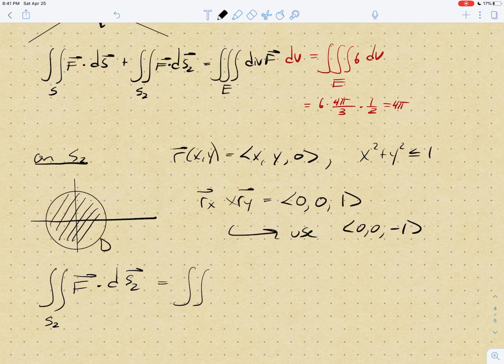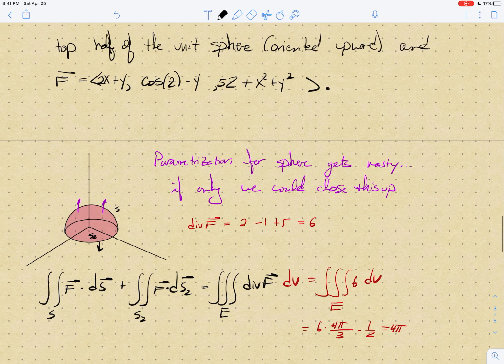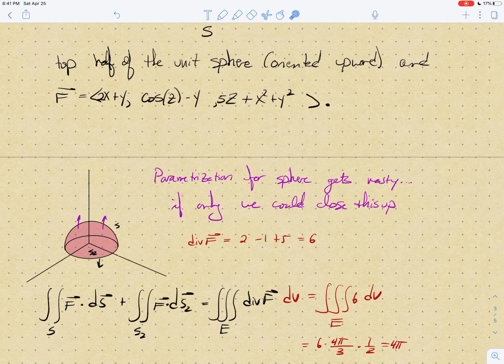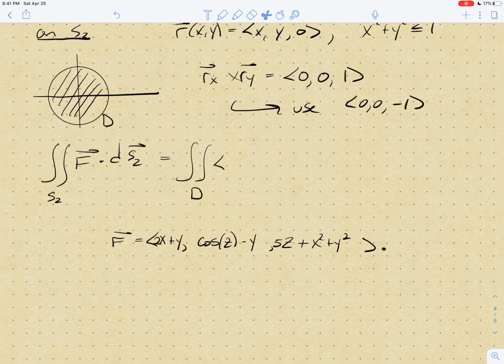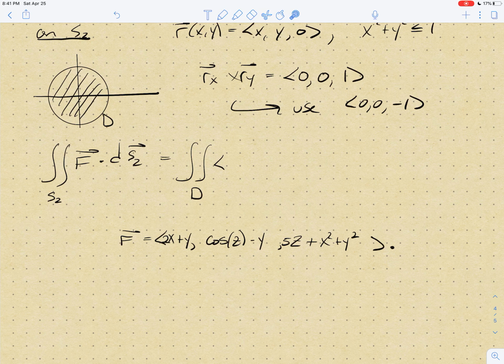And this becomes the double integral over my region D, which is the unit circle. And I'm going to take my function F. I should go get it. It's up here. And I want to actually copy it. And we'll just drag it along with us. So copy. And let's just put it right here, and then we can erase it in a minute.